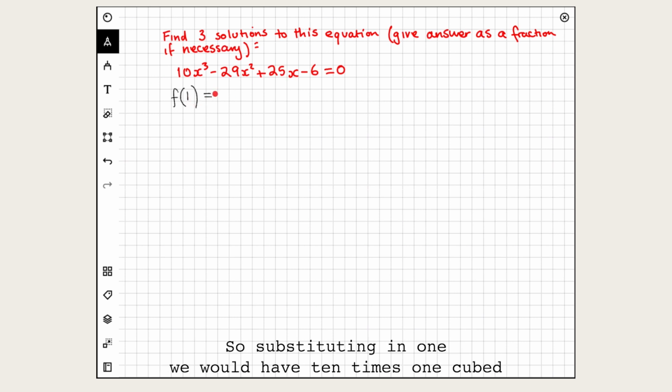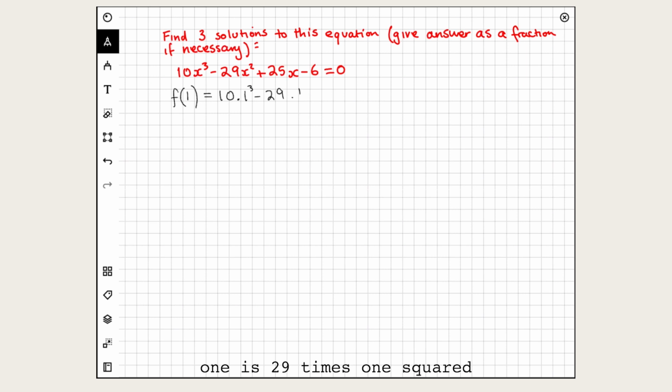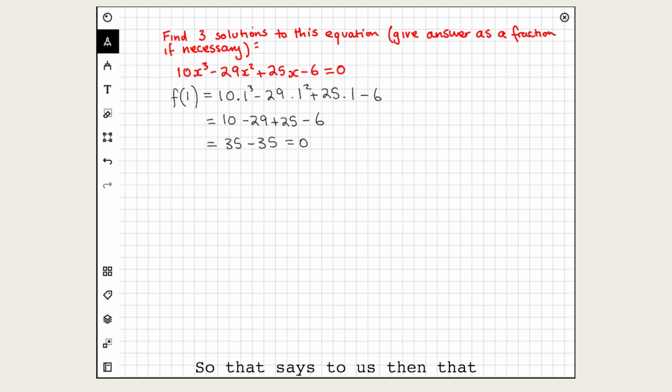Let's do that. So substituting in 1, we would have 10 times 1 cubed minus 29 times 1 squared plus 25 times 1 minus 6, which gives us 10 minus 29 plus 25 minus 6, which gives us 35 minus 35, which equals 0. So that says to us then that x minus 1 is a factor.